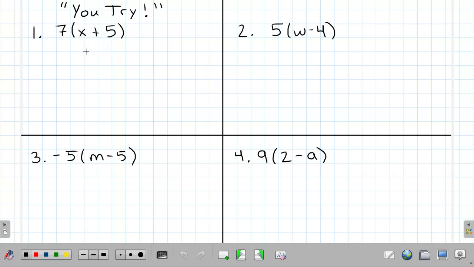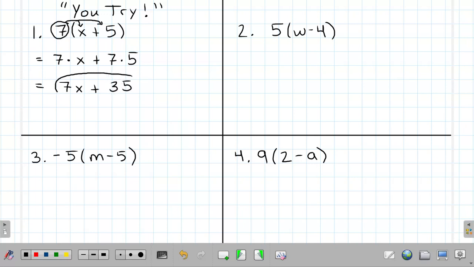So once again, these are ones that you should probably try beforehand, but doing this, we see we have 7 times, in parentheses, x plus 5. That means we're going to take the 7 and distribute it to the x and distribute it to the 5. So this one's actually pretty easy because we get 7 times x plus 7 times 5. When we simplify that further, 7 times x is just 7x, plus 7 times 5, which is 35. And once again, we're at a spot where we've got a variable term and a constant term. We cannot go any further. So that's the final answer for number 1.